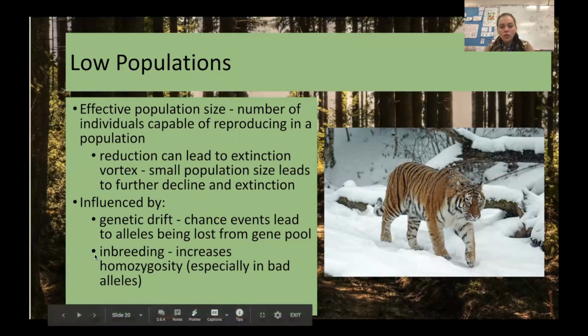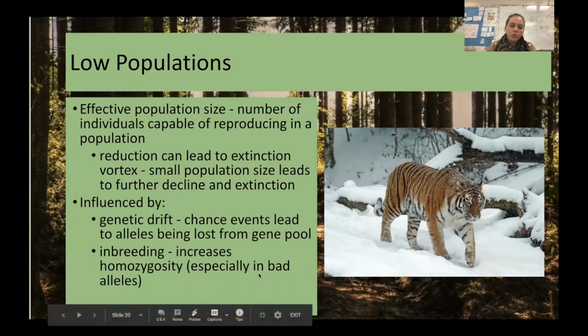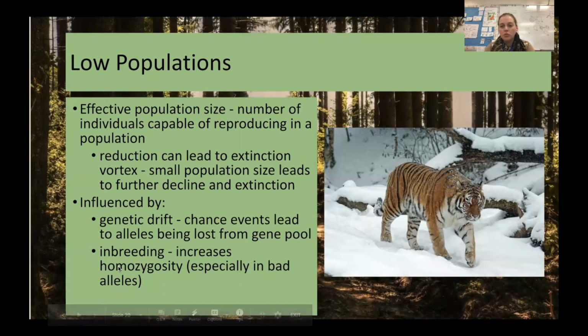Inbreeding will also cause you to have more homozygous traits. And remember, with homozygosity, you only have one type of trait to pass on. So that's going to reduce the genetic diversity, especially if you wind up with a bunch of homozygous individuals with poor alleles that do not help them in that particular environment.